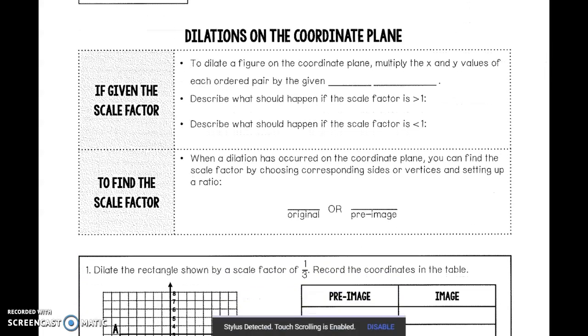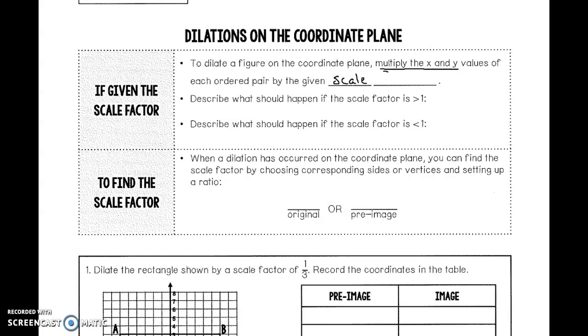To dilate a figure on the coordinate plane, you're going to multiply the x and y values in each ordered pair by the given scale factor. So that's why I said you can't have a dilation without a scale factor. You're going to multiply the x and the y values in the ordered pair. Now it says describe what will happen if the scale factor is greater than 1, right?